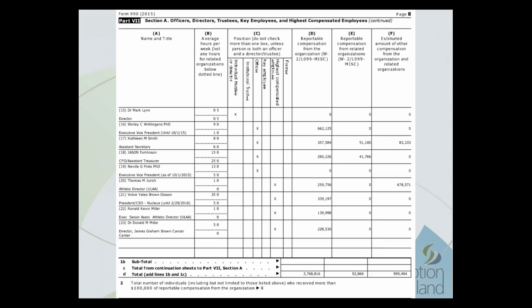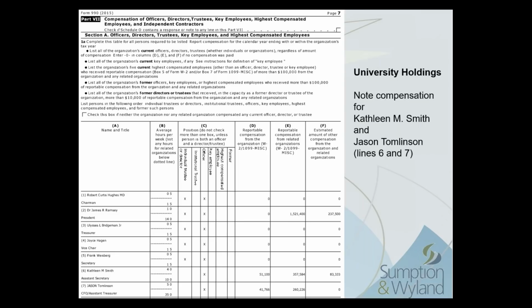Going to the next slide quickly, this is the 990 for a 501c3 called University Holdings. University Holdings is an organization related to the University of Louisville Foundation that has a mission to provide management services. And so part of the compensation for Kathleen Smith and Jason Tomlinson that we just talked about, on this form on lines 6 and 7, you see that they receive $51,000 and $41,000, almost $42,000 from University Holdings to supplement their primary pay that they get from the University Foundation.